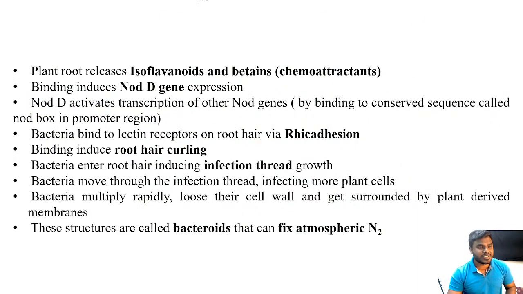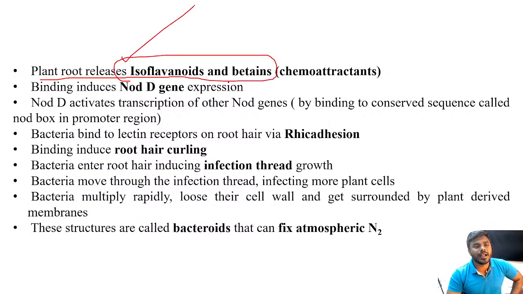Now everyone look into this. Whoever did not understand, read it once again. Plant root releases isoflavonoids and betaines. What did I tell you? They will enter into the soil. They are going to activate the NOD-D gene. Then what will the NOD-D gene do? The NOD-D gene will go and activate other genes: common NOD genes and host-specific NOD genes. Now I have told you very clearly.